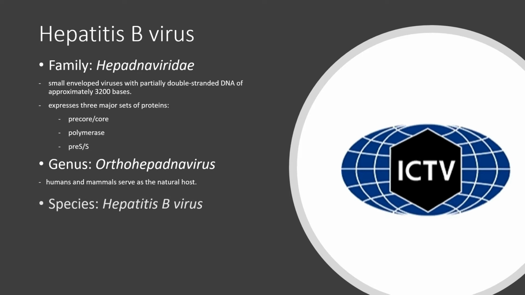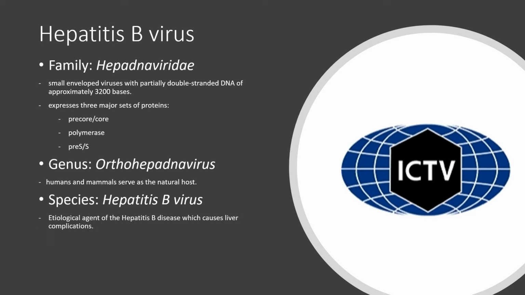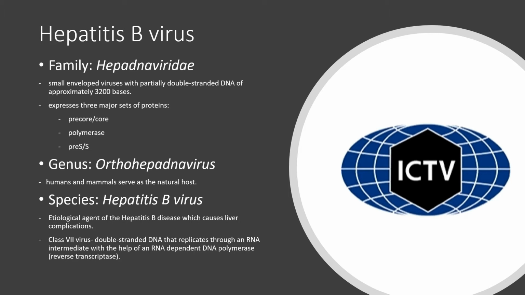natural host. The hepatitis B virus has a species name, which is the hepatitis B virus but in italic form. It is the etiological agent of the hepatitis B disease, which causes liver complications. The Baltimore classification of the hepatitis B virus is class 7.